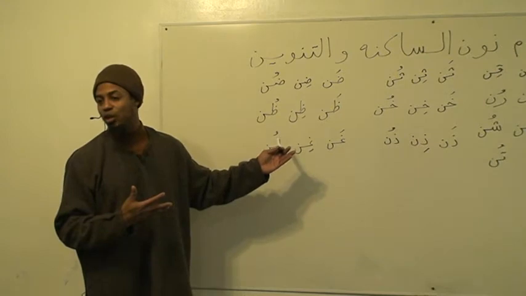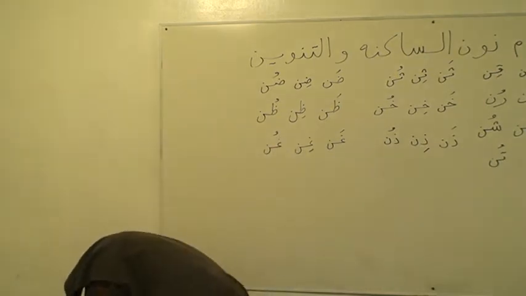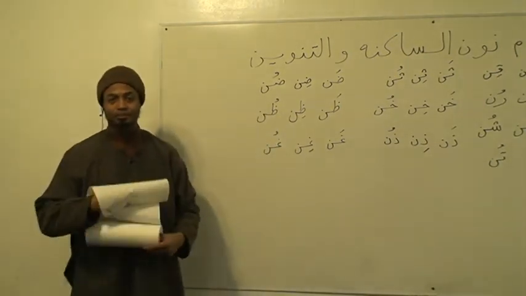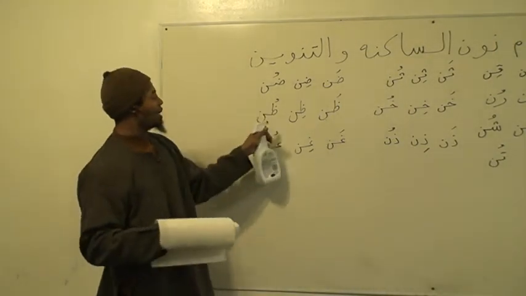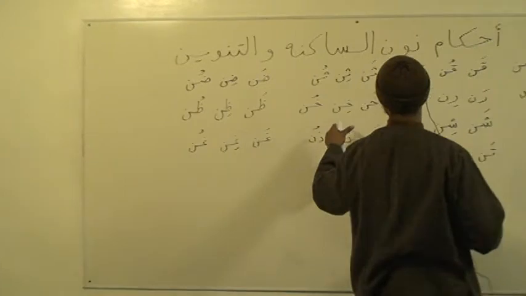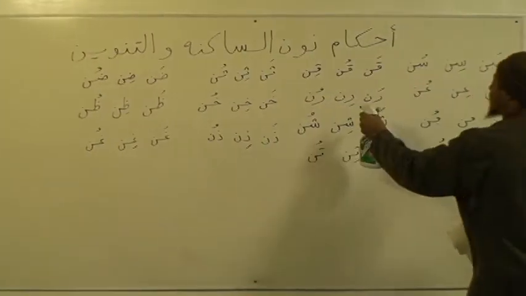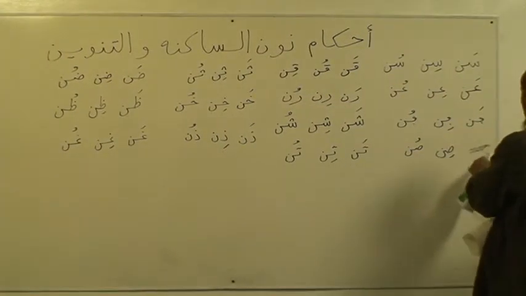Now it's time for tanween. There are 4 types of tanween. So we're going to go over, first of all, what is tanween and what it looks like. We already mentioned that it's the noon sound, but just like we did here, we have to go over it.